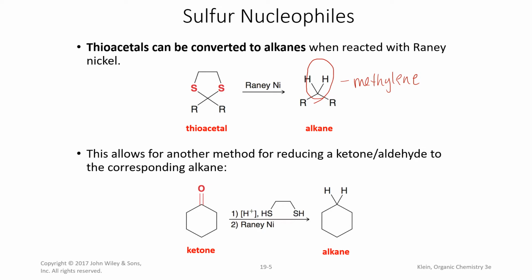So we see in this example here, we have this ketone. With the first reagents under acidic conditions, we have a cyclic dithiol, and we would get the cyclic thioacetal. The second reagent, upon reacting that with Raney nickel, we see we've gone from a ketone to a cyclic thioacetal, and then after the second reagent is added, we have an alkane.